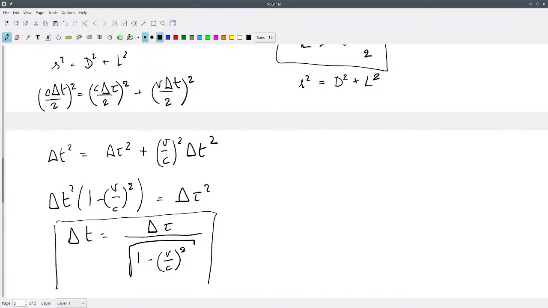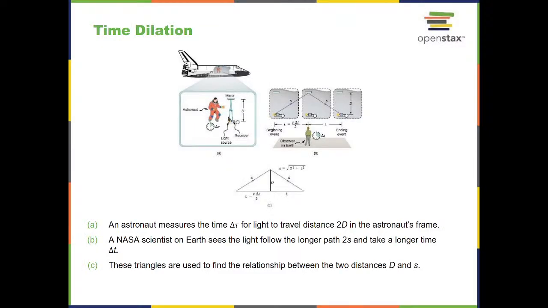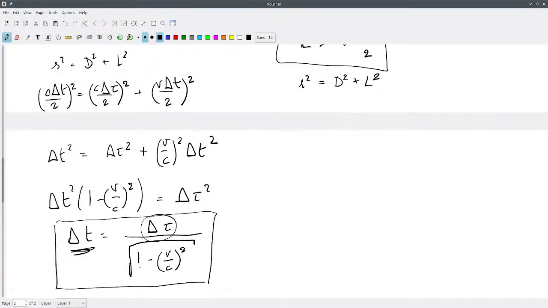So the time that the observer on Earth measures between those two pulses, between the pulse being emitted and the pulse being received by the photodetector, is different from the time that the observer in the spaceship measures. So the astronaut here measures delta tau. The observer on Earth, for the same situation, is measuring this delta tau over the square root of 1 minus v over c squared.